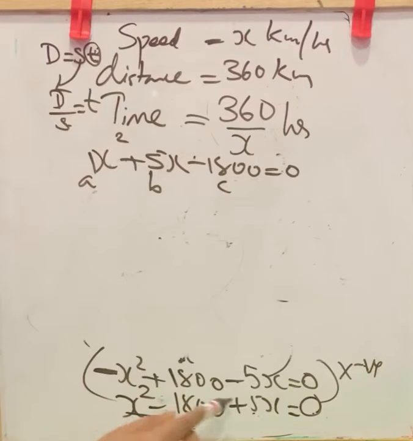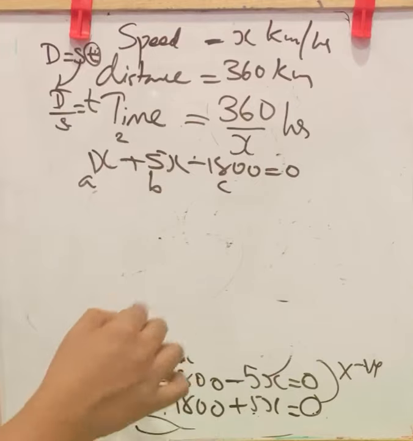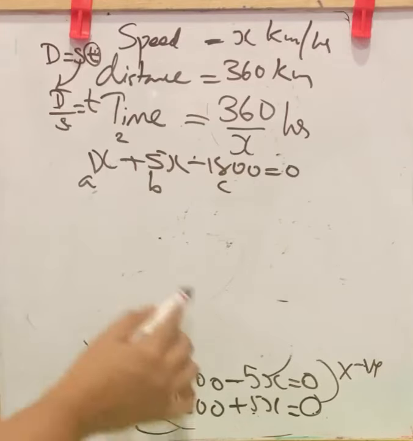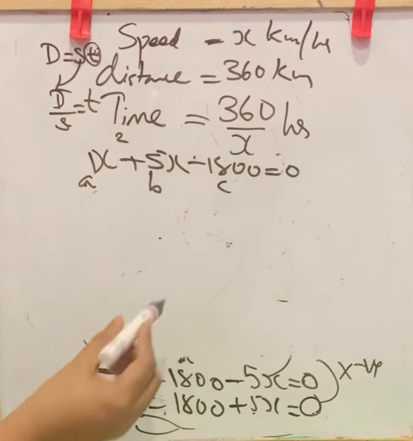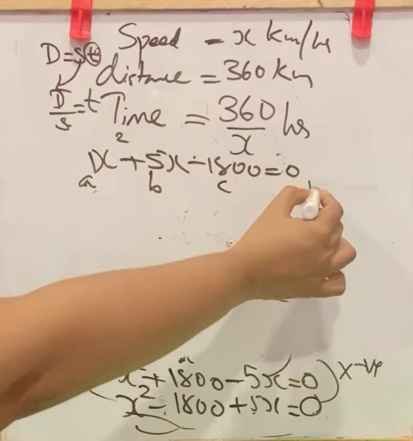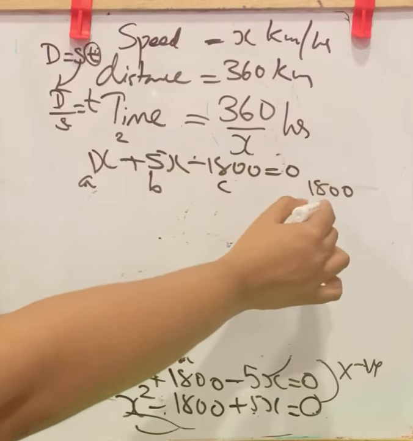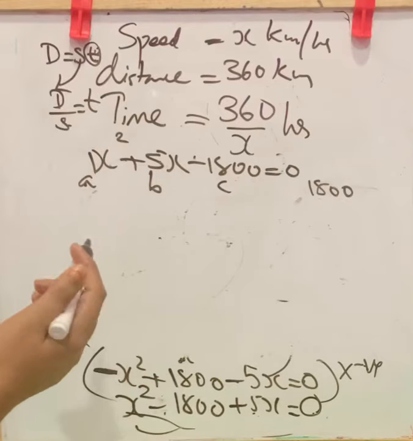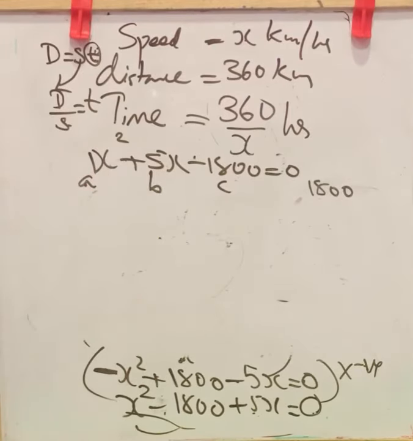Don't forget to rearrange this, otherwise you will take this as b and the whole answer will be wrong. Actually, the x term goes along with b. So rewrite like this. Now check, a into c is 1 into minus 1800, the result is 1800. Its factors are 1 into 1800, 2 into 900, like that. We want to get 5. So what will be the possibility?